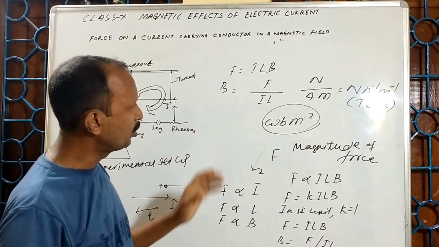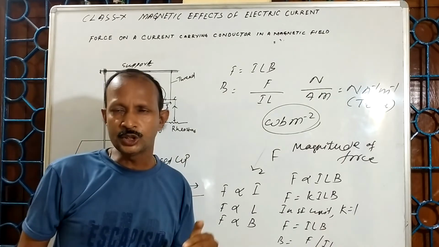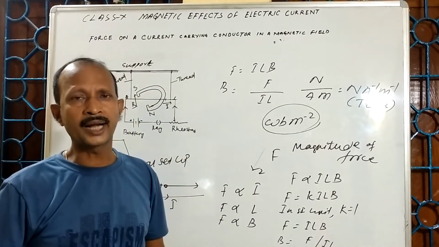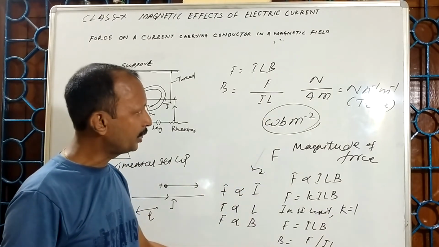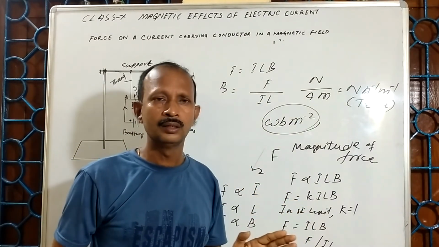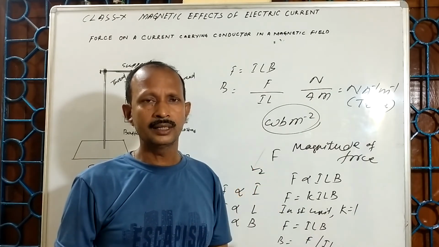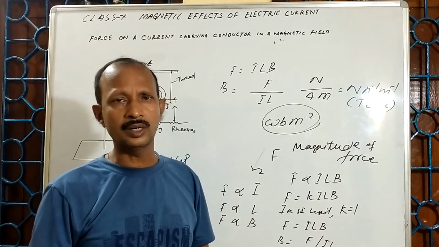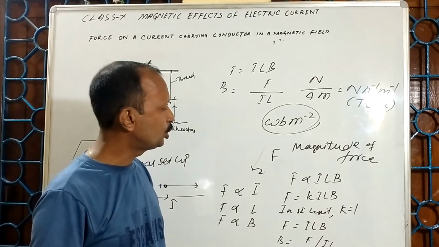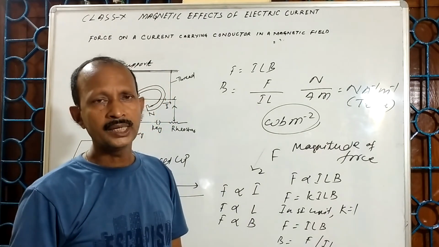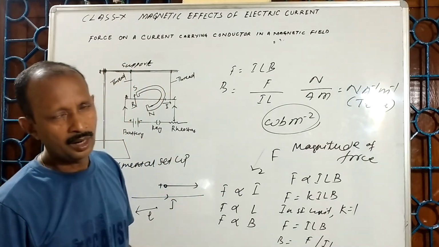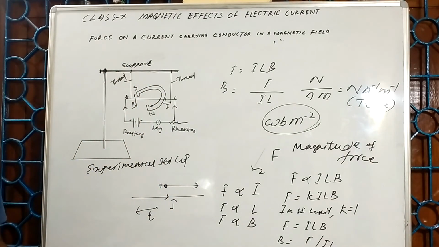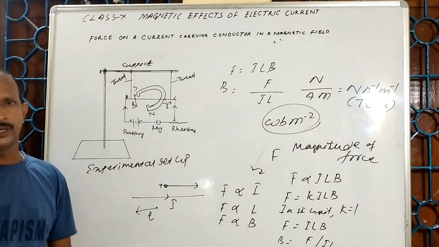So this is about the magnitude of the force acting on the current carrying conductor. Here we calculated it when the magnetic field and the current carrying conductor are mutually perpendicular to each other. So I hope that you might have understood this concept very clearly. Until the next video, bye.